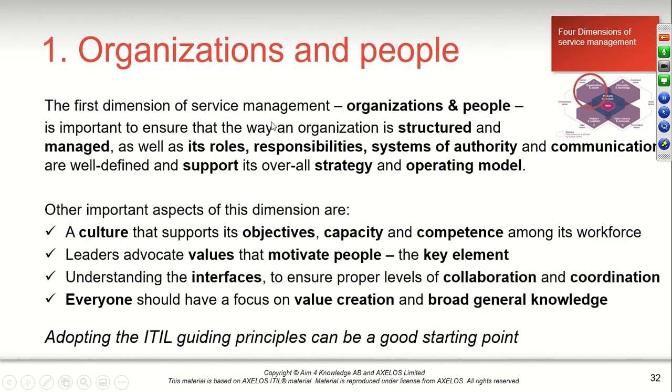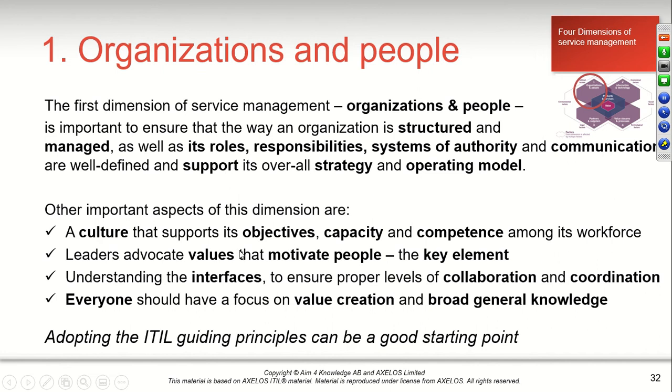Okay, so the first dimension is organizations and people. We mentioned that when we talk about organization and people, we are talking about the way in which the organization is structured and managed. How is the organization structured? How is it managed? What are the roles and responsibilities? What are the systems of authority? How is communication being done?